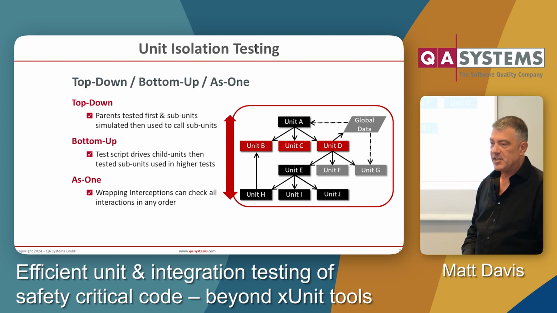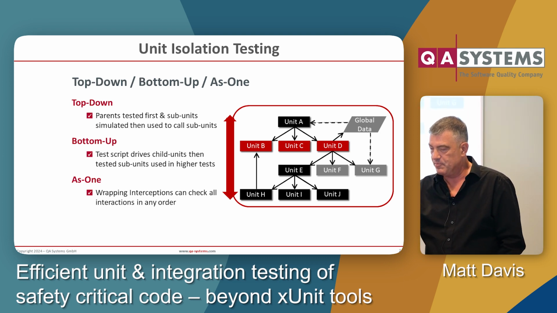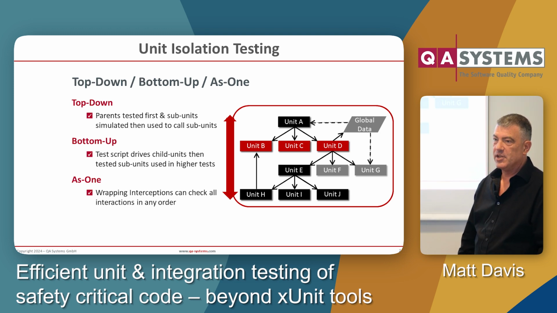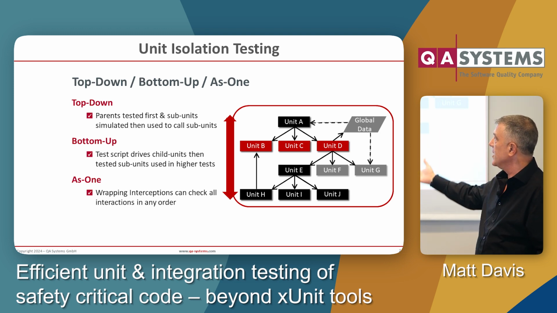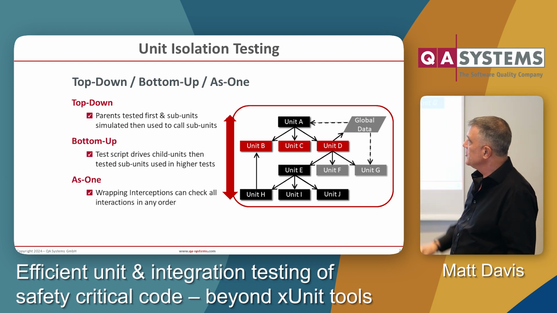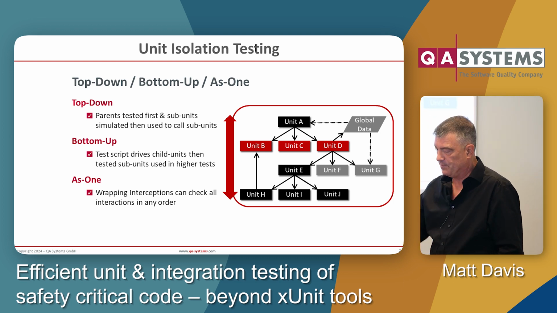Okay, unit isolation testing. What you might do, with a very, very simplistic style system: lots of units, global data. Where might I start? How might I approach this? Well, one technique is top-down. So you take your parent unit A, and you test it with the subunits simulated, and then call them as subunits.